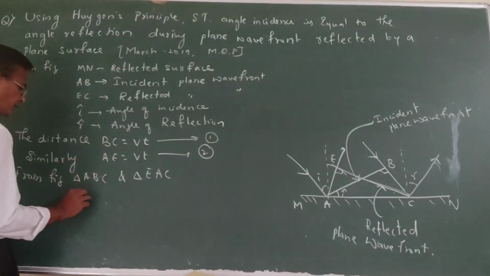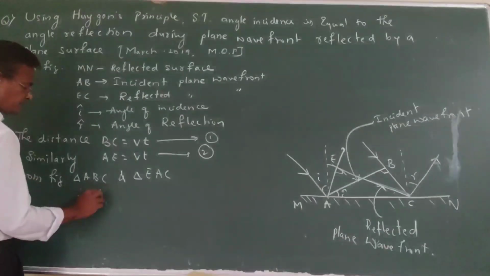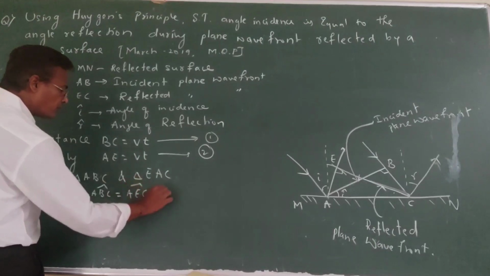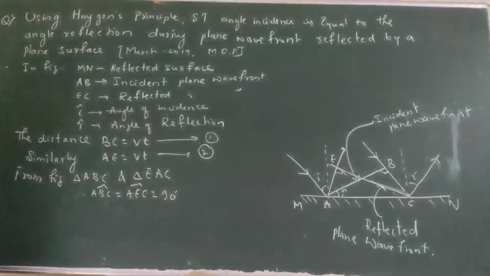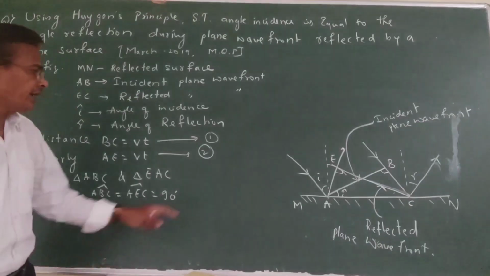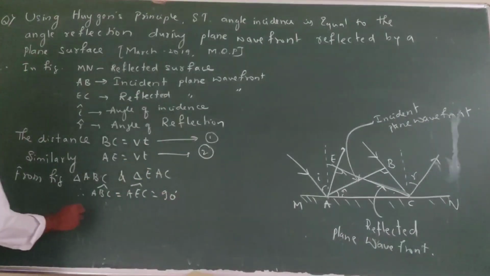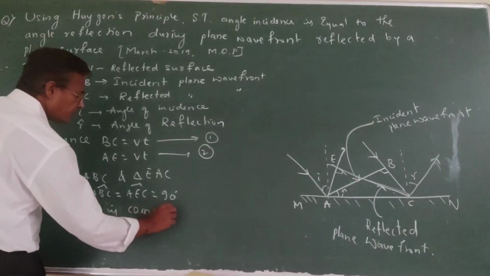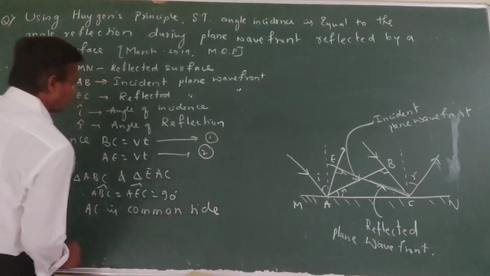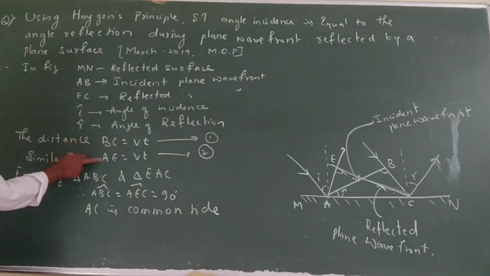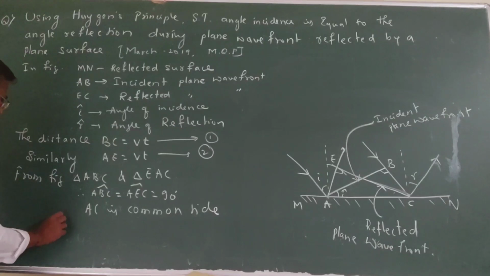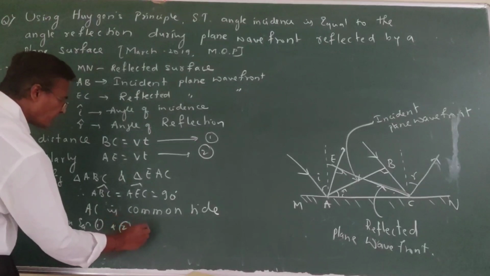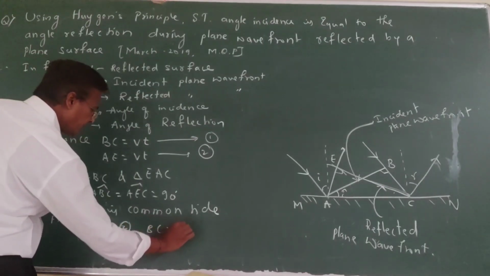Therefore, angle ABC equals AEC equals 90 degrees. So these two are 90 degrees. AC is a common side. And from equations 1 and 2, we are getting that BC equals AE.